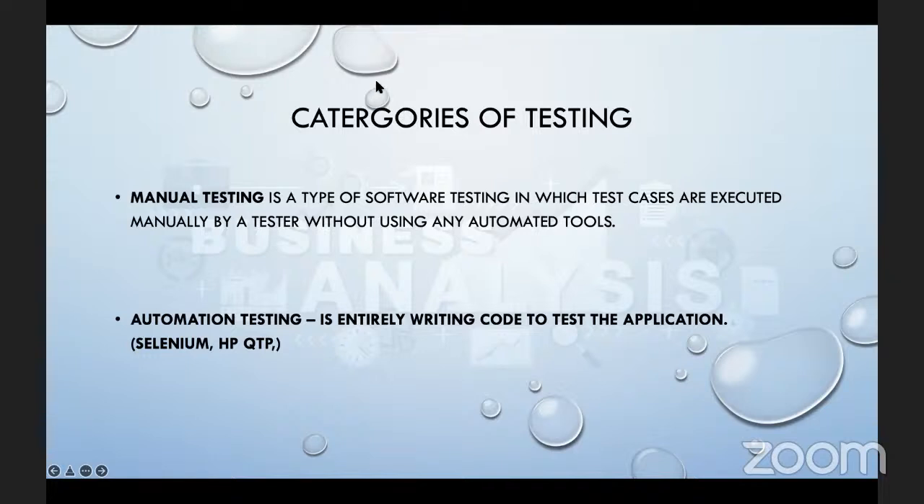Okay. All right, so categories of testing, right? So we have testing manually, and then we have automation as well, right? Automation is fun, it's exciting as well. Manual is also the same thing, manual testing. So this is a type of what? Software testing in which test cases are executed manually by a tester without using any automated tools.